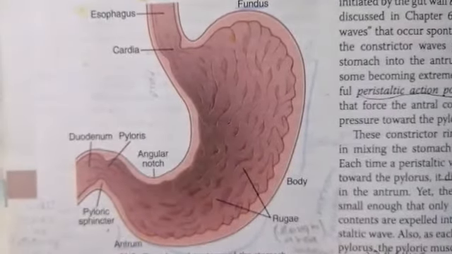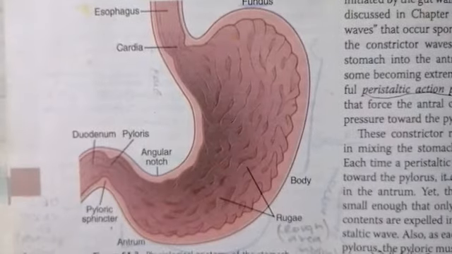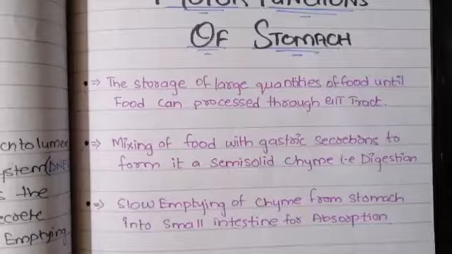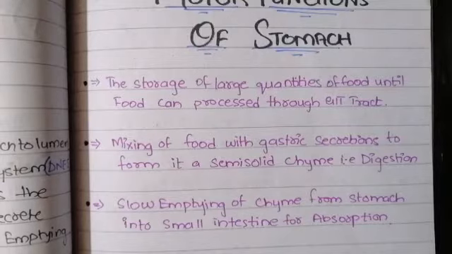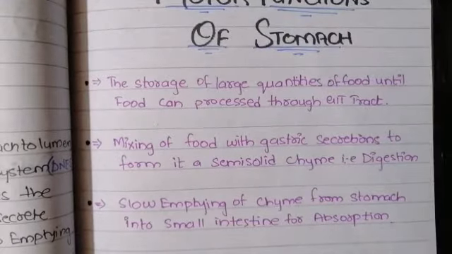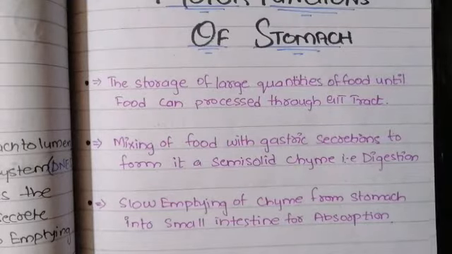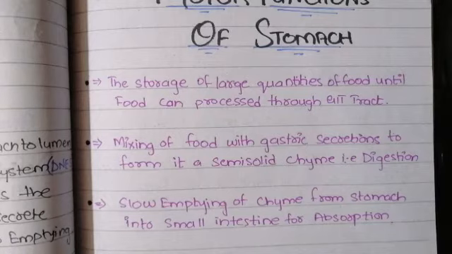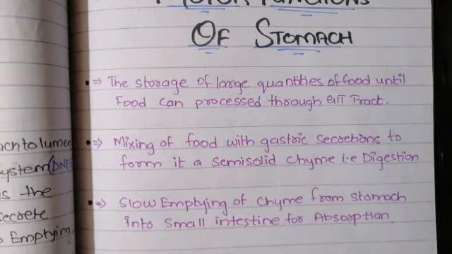Now we are going to discuss the physiological functions of the stomach in the GI tract. We should know that the three important major functions of the stomach, which we call the motor functions of the stomach in the GI tract, include the storage of a large quantity of food. The storage of a large quantity of food in the stomach and then processing this food through the GI tract is the major function of the stomach.